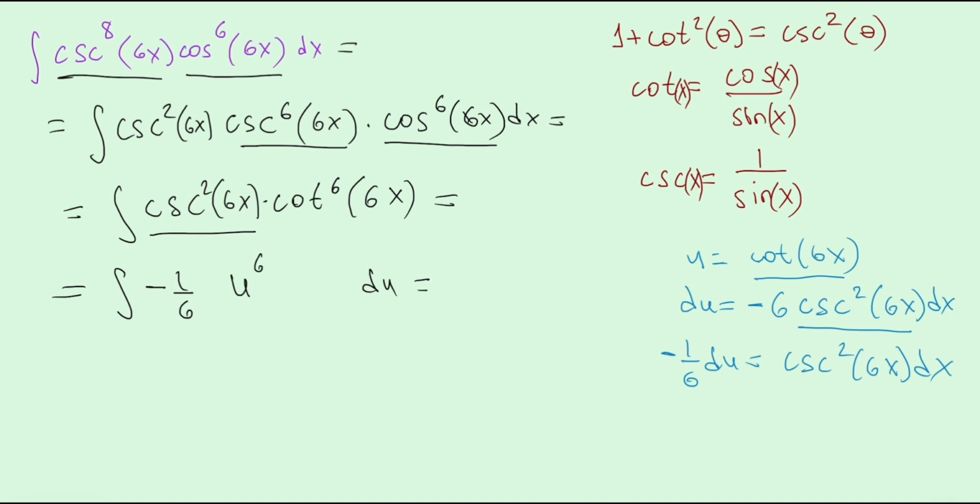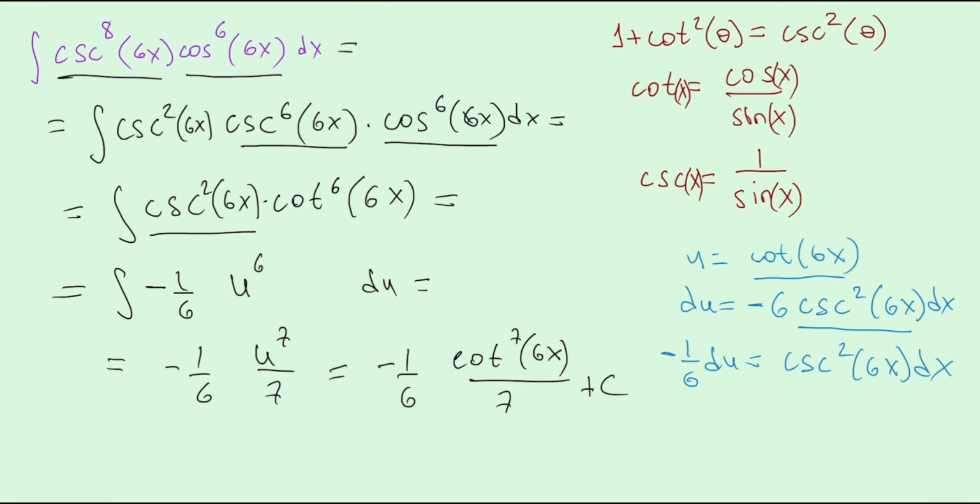Now this we could integrate. We will get negative 1/6 u to the 7th over 7. Now the last step would be to replace the u back with cotangent. So we're going to have cotangent to the 7th power of 6x over 7 plus c. There you go. Well, I hope this was helpful. See you in my next video.